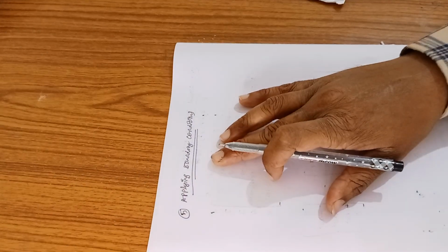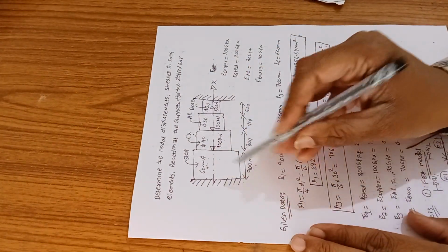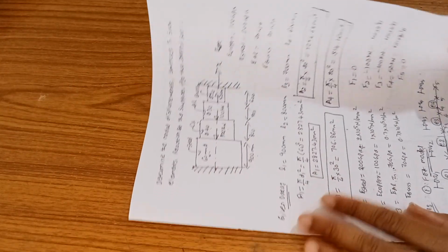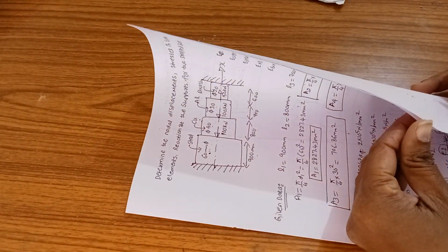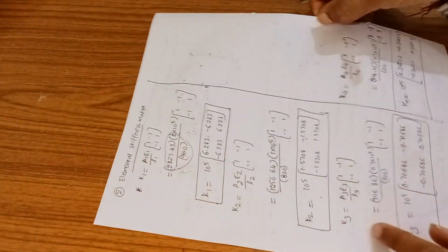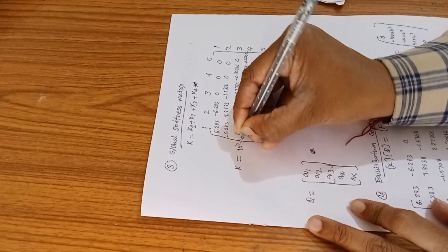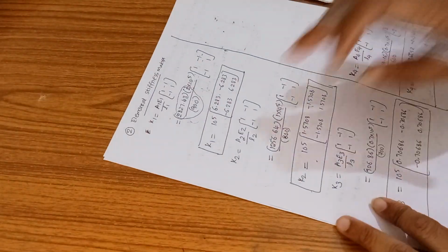According to this problem, the next step will be applying boundary conditions. Before applying the boundary conditions, we have to eliminate the row and column. We all know according to this problem, the first node and fifth node is fixed. Therefore, eliminate the first row and first column and the fifth row and fifth column. Before that, we have to retain this 10 power 5. See that you don't forget writing the 10 power 5. As I told, this 10 power 5 is common everywhere.